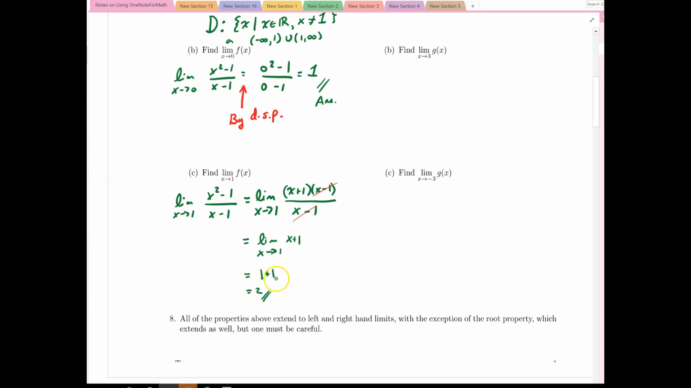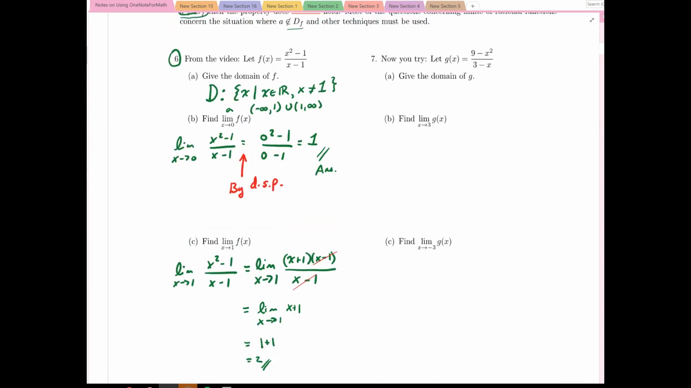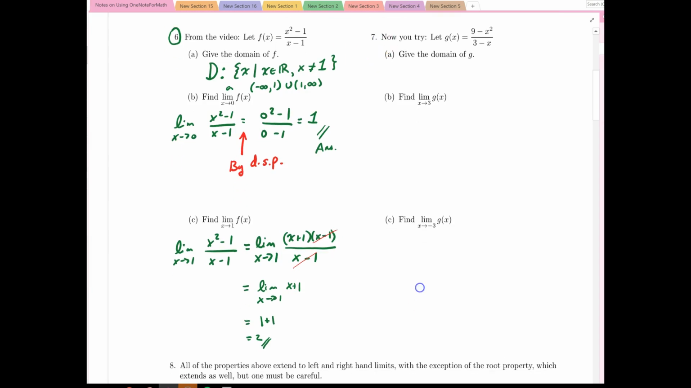By the way, I used the word continuous just a second ago. We're going to learn that word later on, so don't worry about that now. All right, so at this point, you've got all the tools you need to do number 7. So go ahead and give that a shot.